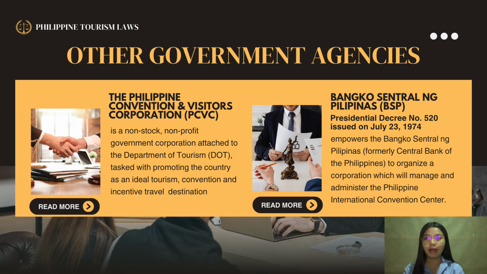Next, we do have the Bangko Sentral ng Pilipinas, or BSP, and it is under Presidential Decree number 520, issued on July 23, 1974. It empowers the Bangko Sentral ng Pilipinas, formerly the Central Bank of the Philippines, to organize a corporation which will manage and administer the Philippine International Convention Center.